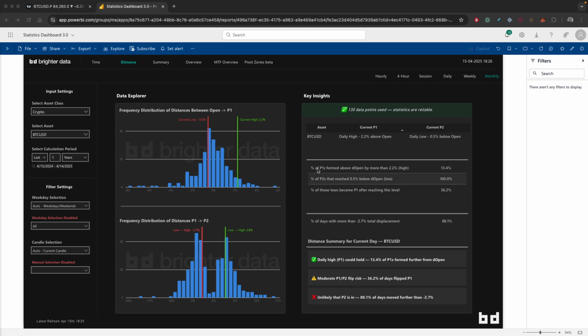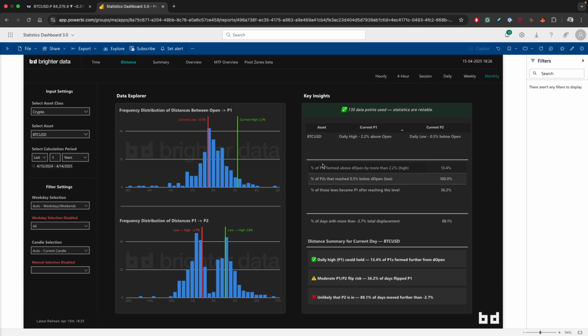What this is saying is the percentage of P1s formed above the open by more than 2.2%, so the high, in this case 13.4%. So this means the high is currently, we see that here, P1, formed 2.2% above the daily open. This was P2 until recently, right? This was P2 until recently.